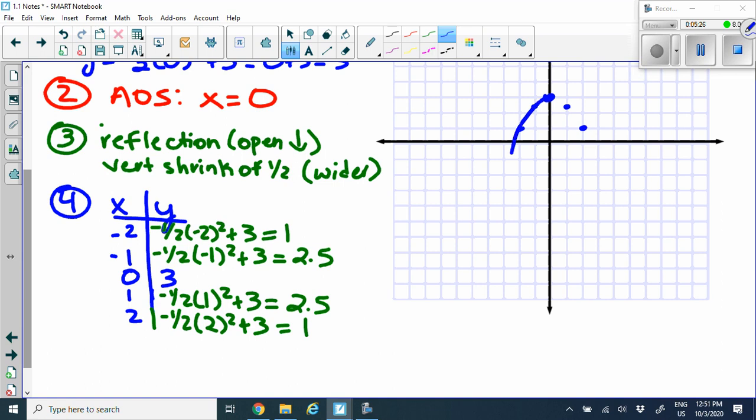Now make sure for this one, you get a curve. So with absolute value, there was like a sharpness. It was very sharp, like a V. But with quadratics, it's going to have a curve to it to make a U shape. Okay? There we go.